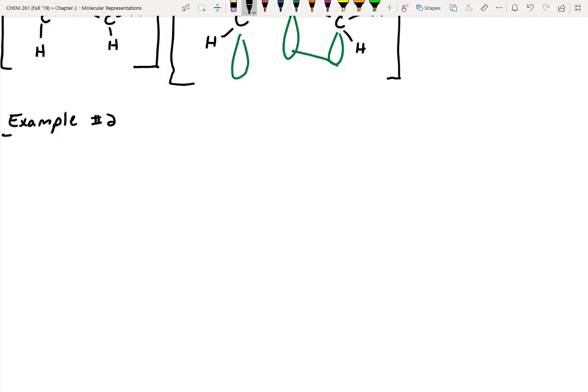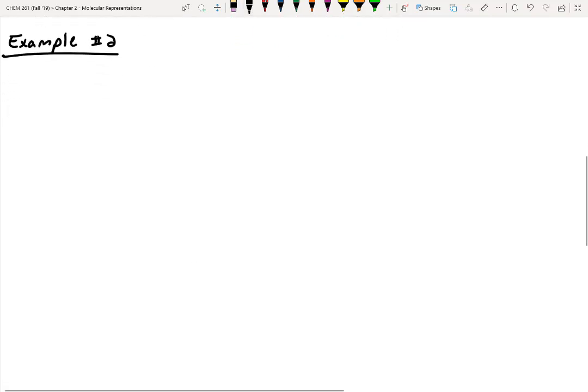This one's going to get a bit more abstract. All right, so it's going to look really similar.